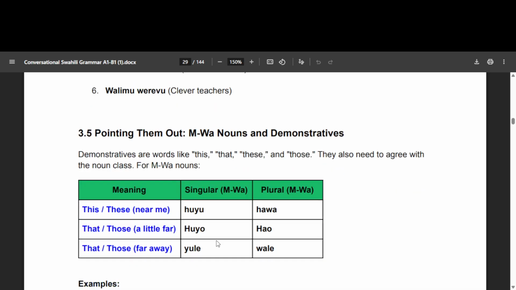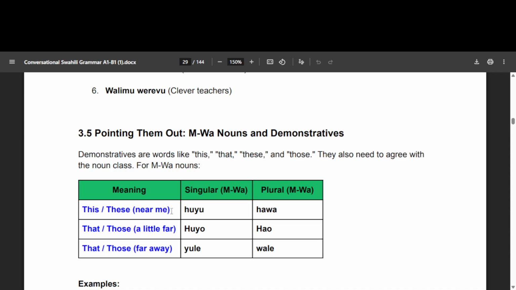Pointing them out. 3.5. More nouns and demonstratives. Demonstratives are words like this, that, these, and those. They also need to agree with the noun class for the Mu-A nouns. And in Swahili, the use of demonstratives depends on, one, the distance, and two, the singular or the number of the people or the things that you're demonstrating.